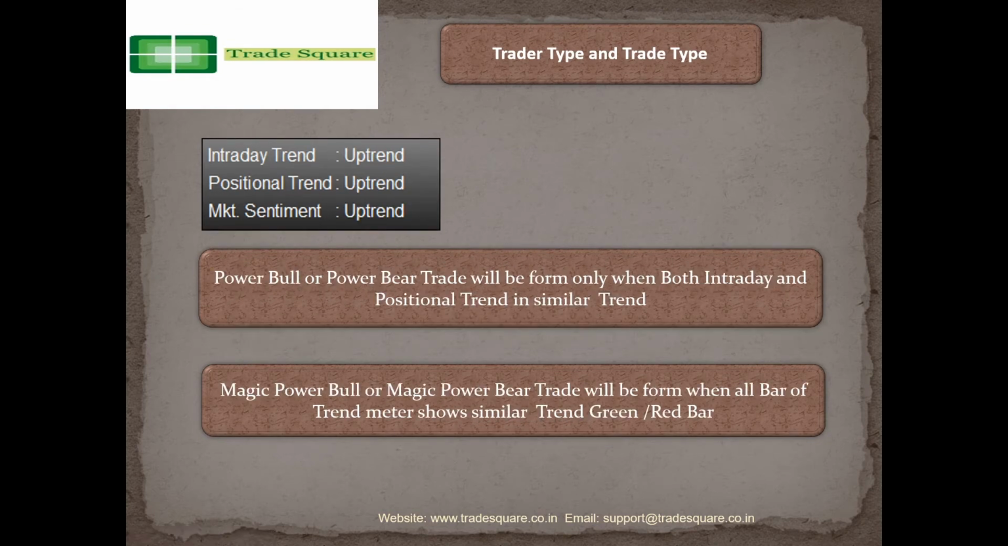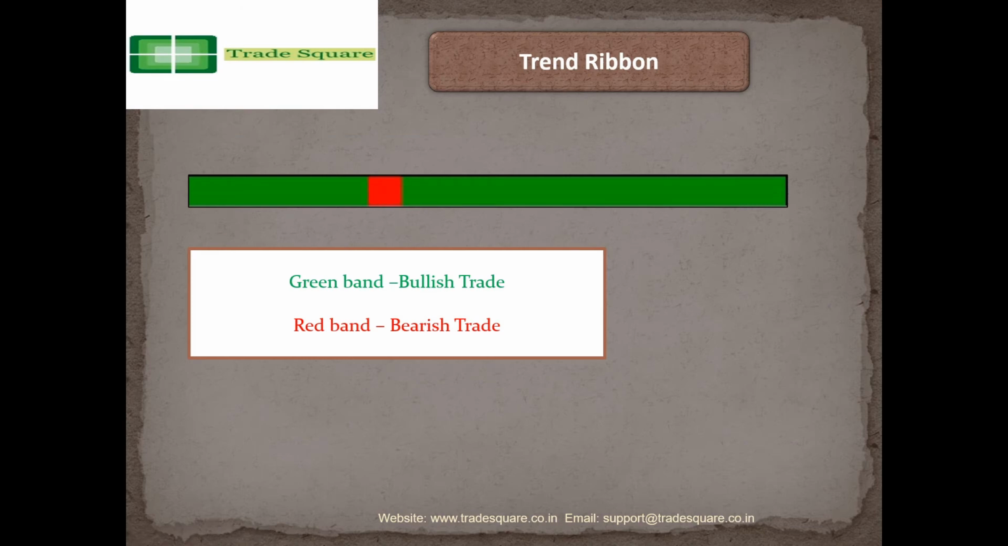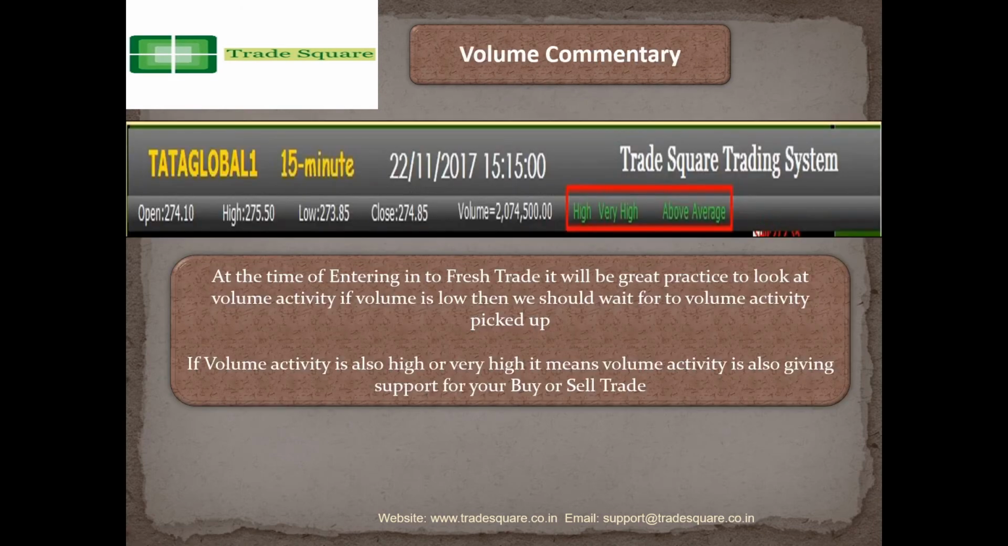Okay. Now, the power bull bear means what? Both the intraday and positional trend are in a similar trend. Magic power bull bear trade is when all the bar trend meters shown are in a similar trend, meaning all 7 should be in favor. Okay, the green band and red band, no need to explain, bullish and bearish.